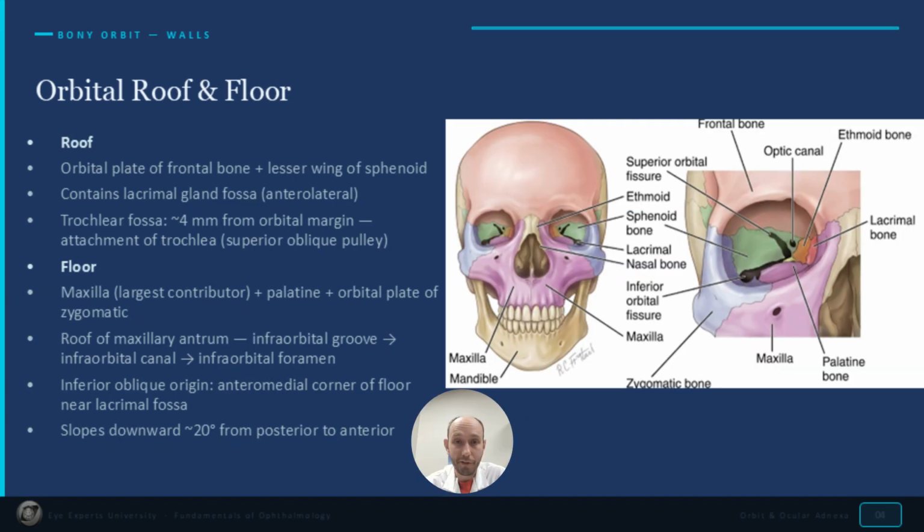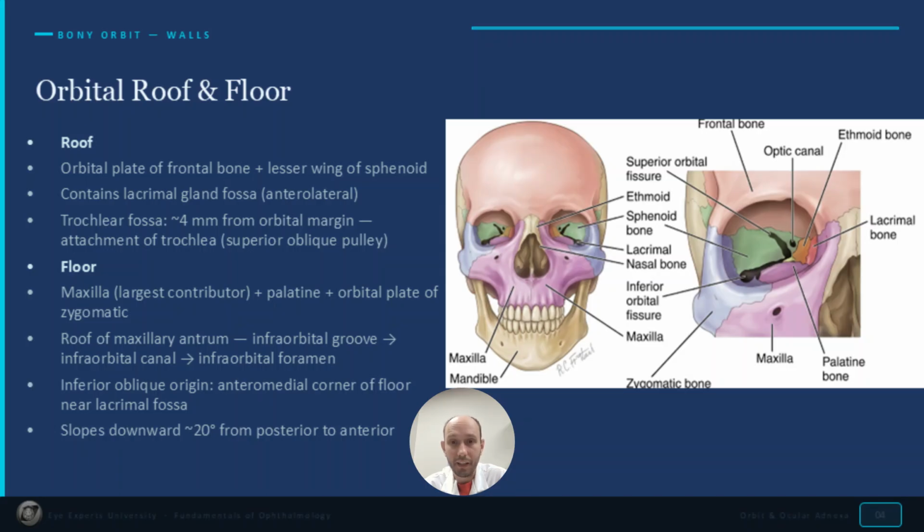So let's talk about the actual orbit now. The orbital roof is composed of the frontal bone and the lesser wing of the sphenoid. It contains the lacrimal gland within the lacrimal gland fossa. The trochlea is about 4 millimeters from the orbital margin medially, and that is where the trochlea gets attached. So theoretically, if you poke or damage something superior medially in the orbit, you can damage the superior oblique pulley system and the trochlea.